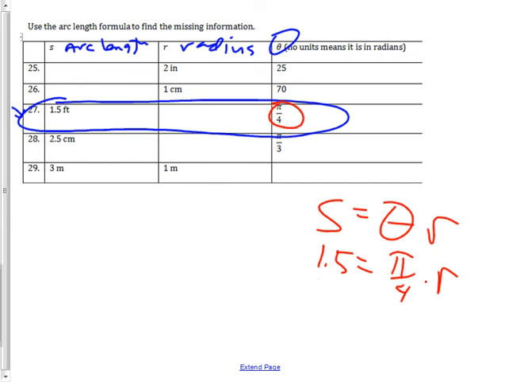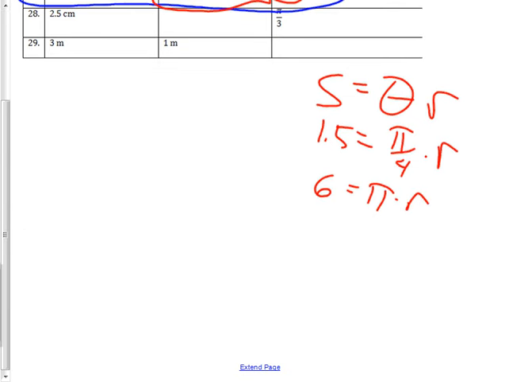So when it's all said and done, I solve for r. I figure out what the radius is, because that's what's empty here, this box where this is supposed to be the radius. So I'm going to times both sides by 4. 4 times 1.5, 6 is equal to pi times r, and then I'm going to divide by pi on both sides. You might be tempted to use 3.14, but don't, because you'll just be making your answer less accurate. So r is equal to 6 over pi.